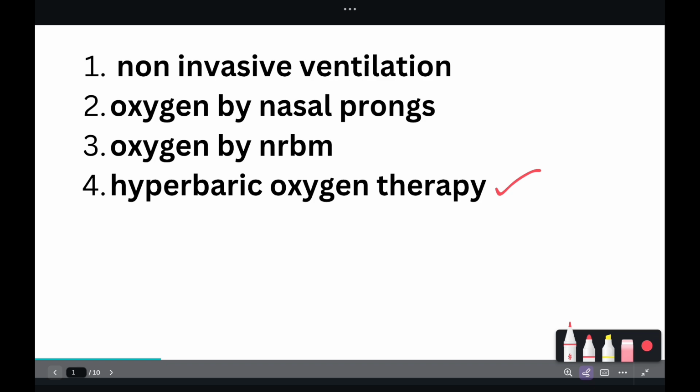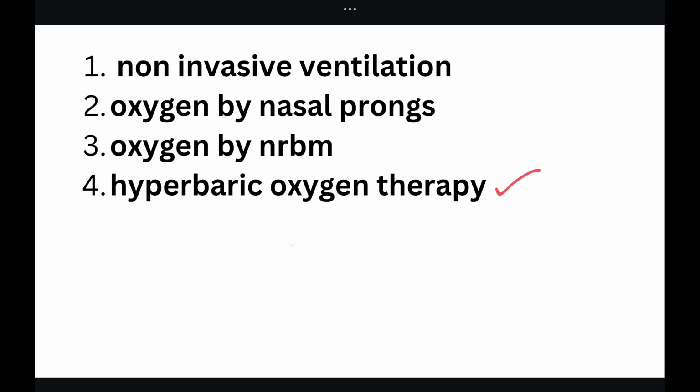In hyperbaric oxygen therapy, the patient is set in an oxygen chamber. In this chamber, the oxygen is administered to the client at a greater pressure, which is greater than atmospheric pressure.